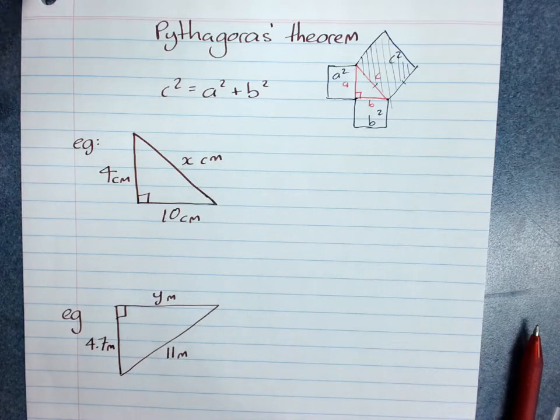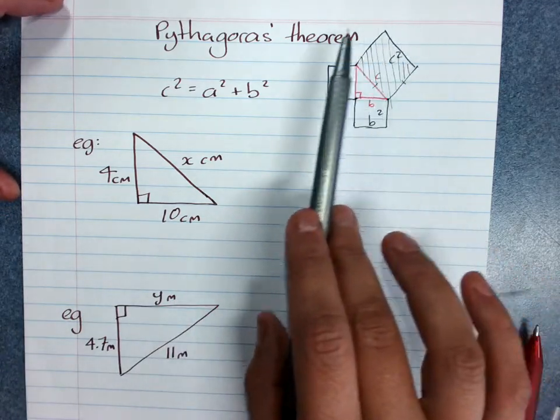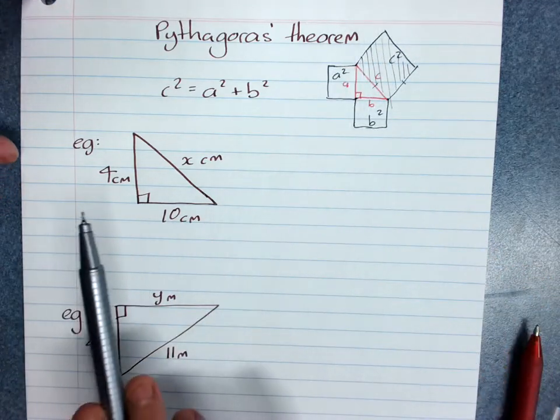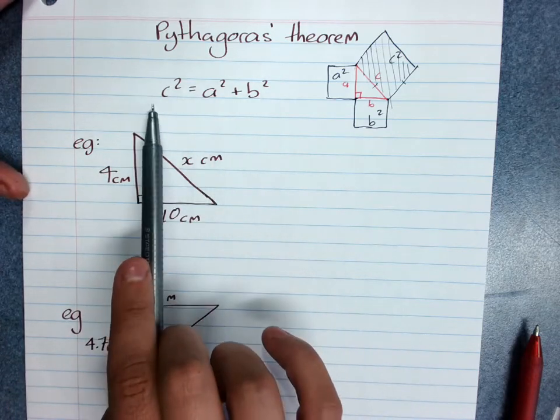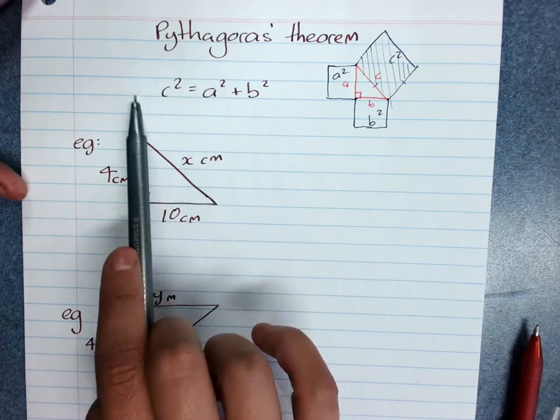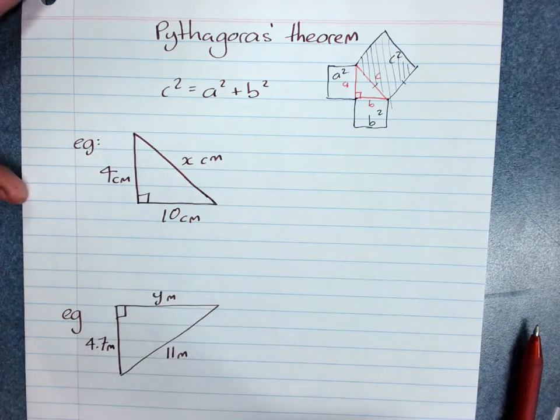And we can use Pythagoras' theorem to find lengths of right-angled triangles. Again, I don't need you to write that, just a reminder. So, here is Pythagoras' theorem. You can always use it like this. You can rearrange it first.